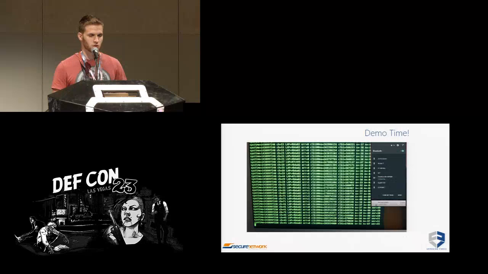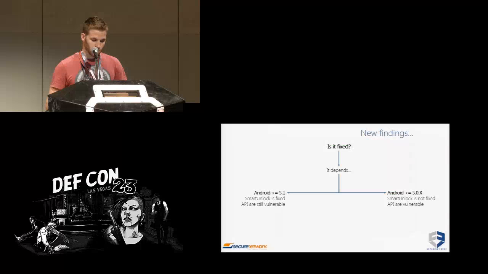The Android security team fixed it, so the link key is now checked, but there is still a problem because the APIs are not fixed yet. So if you have an Android device with a version prior to 5.1, the Smart Unlock feature is still vulnerable, so don't enable it, I think. Otherwise, only the APIs are vulnerable. And what does it mean?